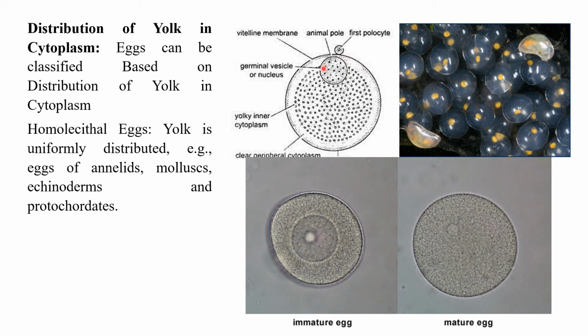As you can see here, the egg of the Amphioxus, the eggs of some annelids and mollusks, as well as the protochordate egg, the Herdmania, Amphioxus, all the eggs of these animals contain little quantity of yolk, but it is distributed uniformly in the cytoplasm. The distribution of the yolk is not confined to a particular part or position in the cytoplasm. Such kinds of eggs are called homolecithal eggs.